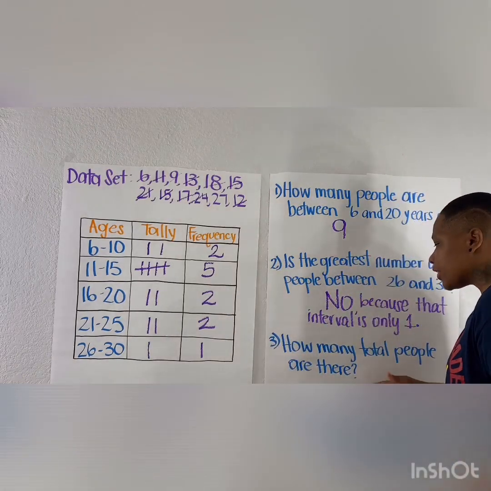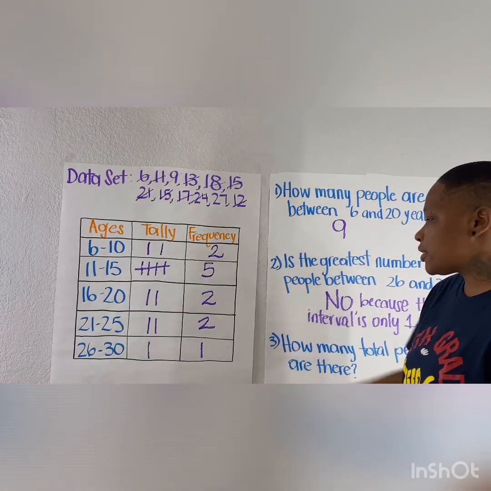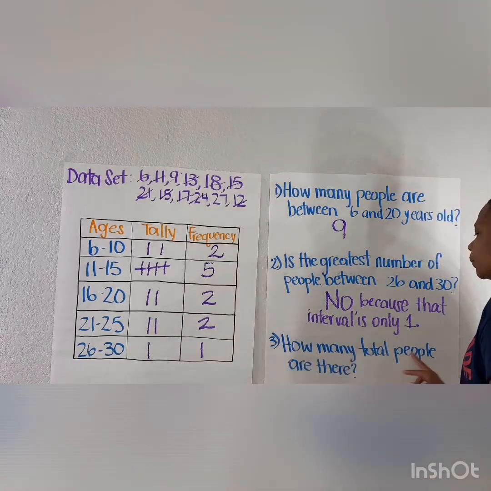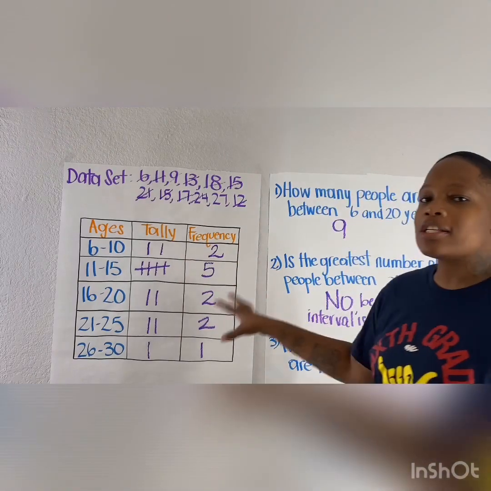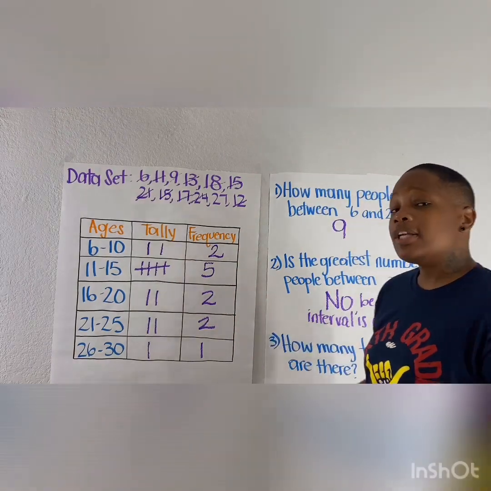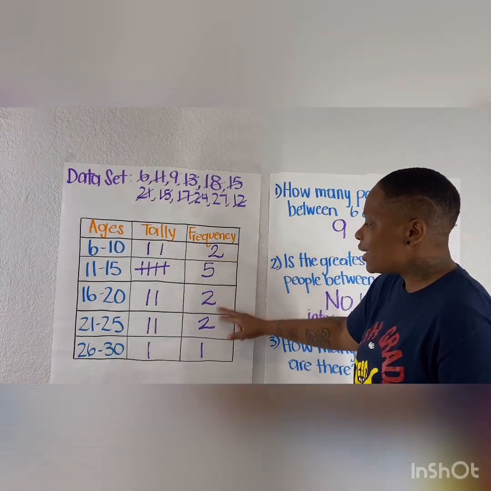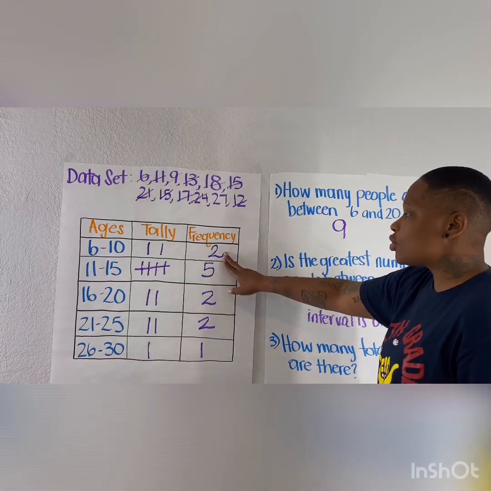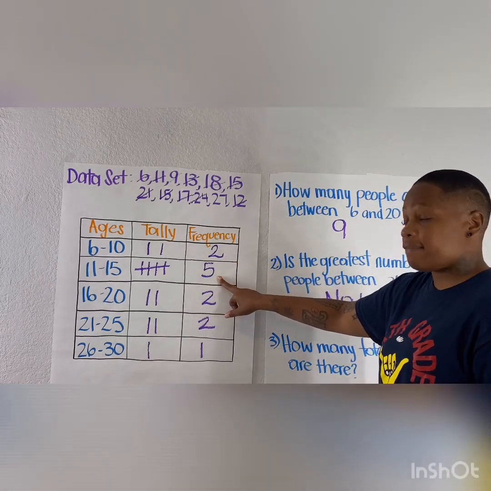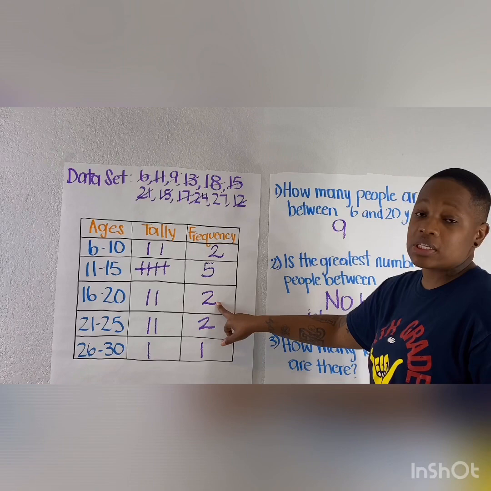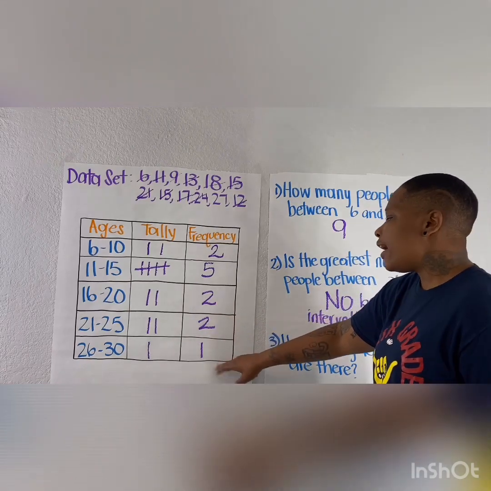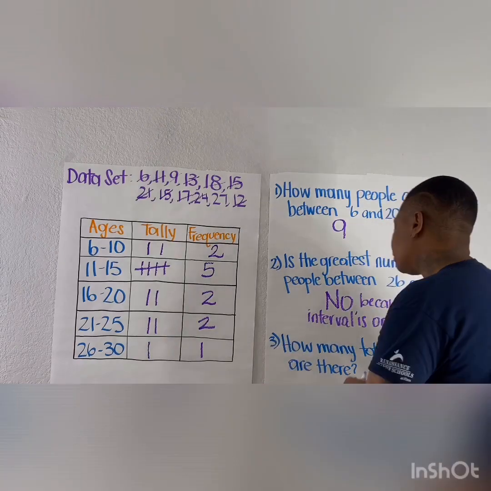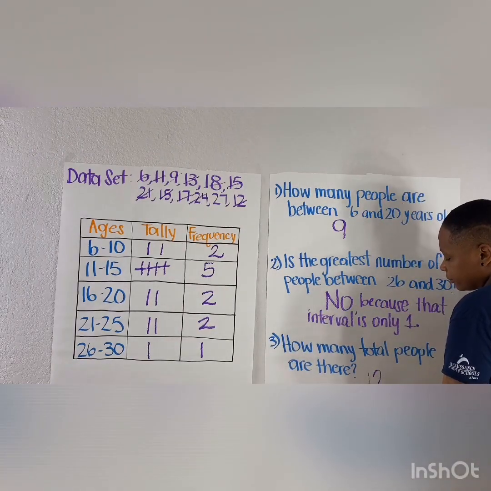And my final question that I just took from this particular data set, how many total people are there? So how many people do we actually have on this particular frequency table? We simply take all of our frequencies and add them together. So I have 2 plus 5 gives me 7. 7 plus 2 gives me 9. 9 plus 2 gives me 11. Then I have another one, makes it 12. So I have a total of 12 people.